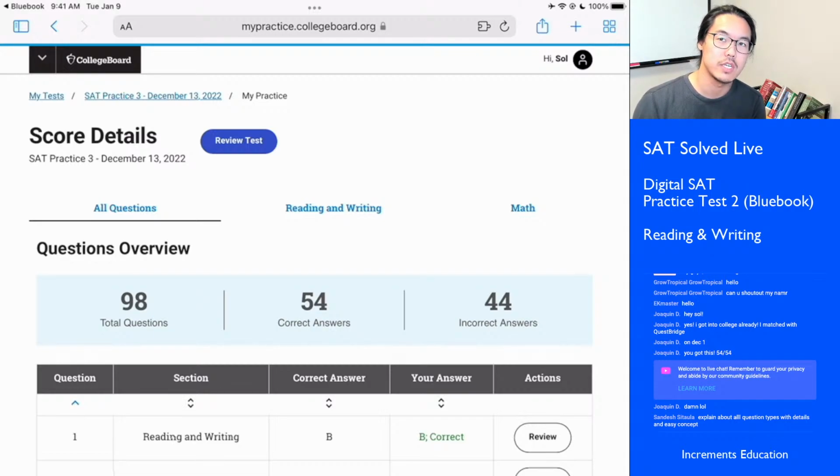Although I am considering combining the logical transition questions and the rhetorical synthesis into one section and calling it the expression section, because that's what the College Board calls it. And I was thinking of just using their language for that. But yeah, the expression section is maybe a different name for that.